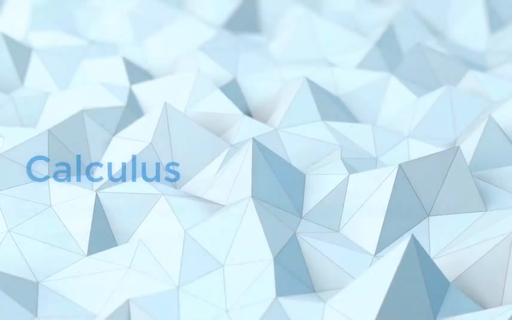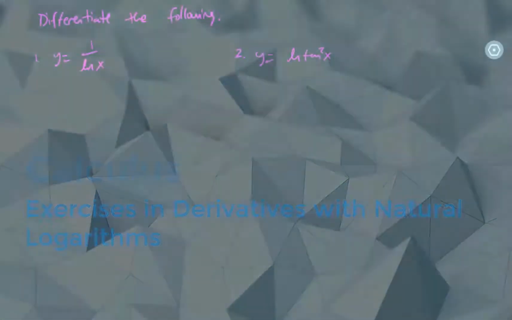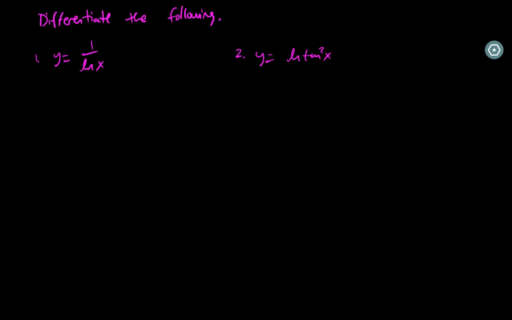We are asked to differentiate the following. First, we have y equals 1 over ln x, and then secondly we have y equals ln tan squared x. So these are both exercises in understanding the derivative of ln.